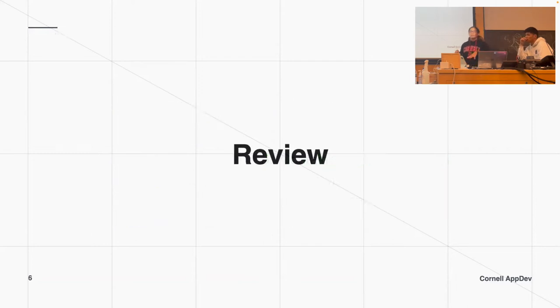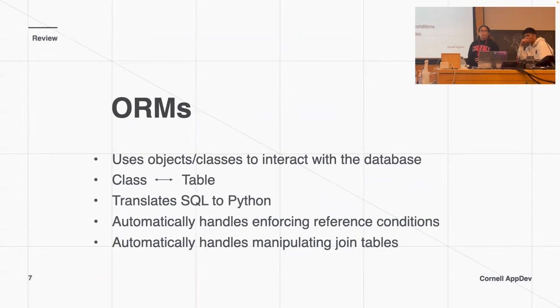So, a quick review before we start containerization and DevOps. Last week, we touched on ORMs, object relational mappers. In our case, for PA4, we use SQLAlchemy. So, it uses objects and classes to interact with the database. So, basically, Python objects, Python classes. It makes syntax much easier, coding much easier, just makes your life as a programmer much easier because the ORM is doing the hard work for you. You're not coding with raw SQL anymore. So it translates SQL to Python and things are done automatically for you, such as enforcing reference conditions and joining tables, et cetera, et cetera.